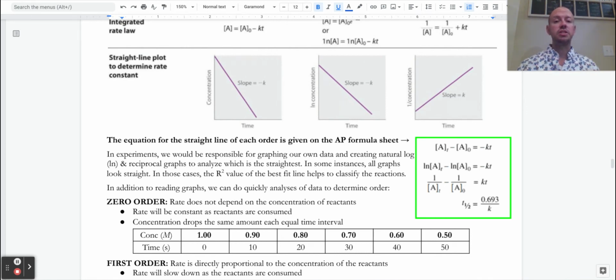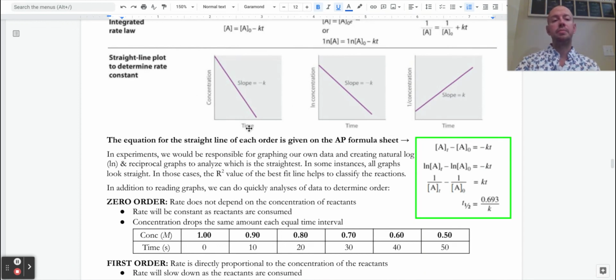In fact, just to be sure, we would almost always graph concentration versus time, natural log of concentration versus time, reciprocal of concentration versus time, and then we would analyze which is the straightest. Sometimes you can do that just by looking, but sometimes they all look kind of straight, and then we look to the R² value on our best fit line, and that tells us whichever one is closest to 1 is the straightest. On an AP question, they often just give you the graphs.